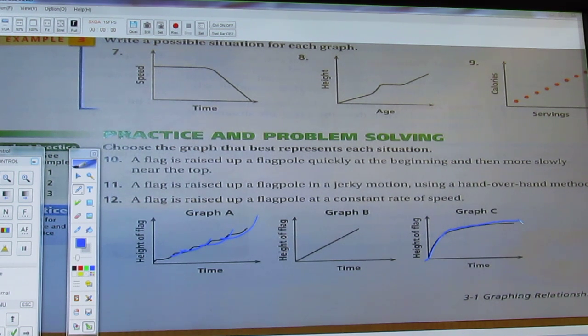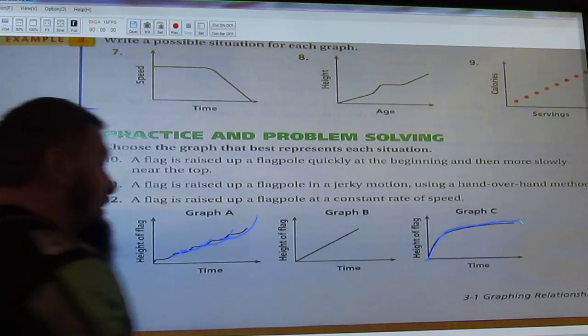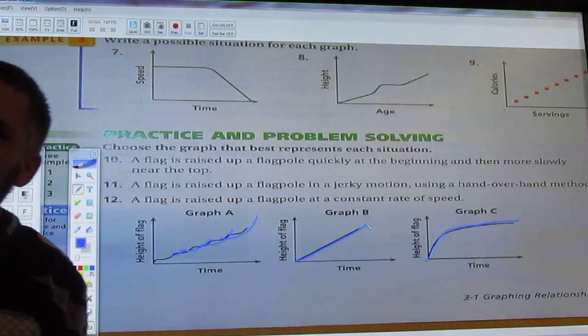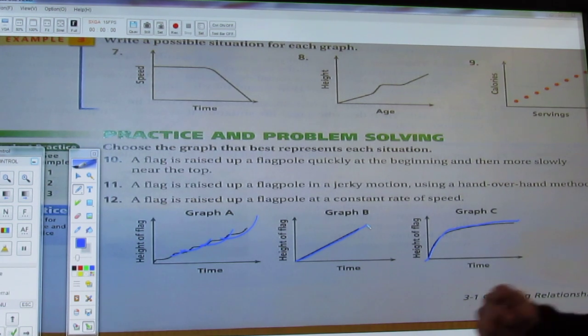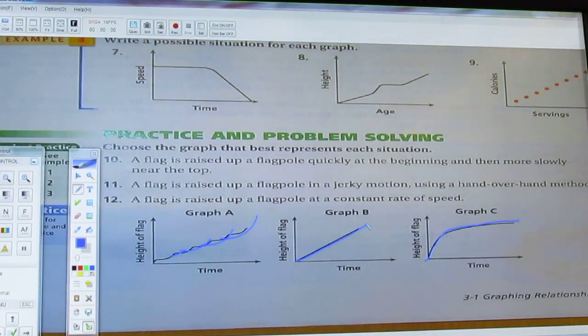So what's 12? A flag raised up the pole at a constant speed. Constant speed. Usually that means we put it on a motor, right? And the motor goes at the same speed all the way up. So the flag goes up constant. Does that make sense? When you hear the word constant, you should think of the word linear. When something is going at the same speed the whole time, going up by the same amount or down by the same amount, that's how we get a linear function, or a straight line. Does that make sense? Okay? So that's 10 through 12.